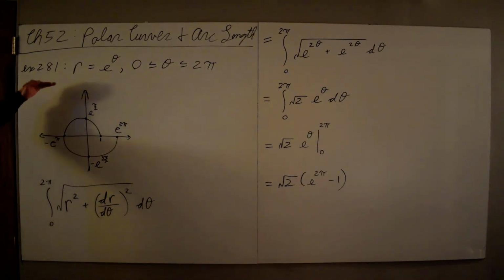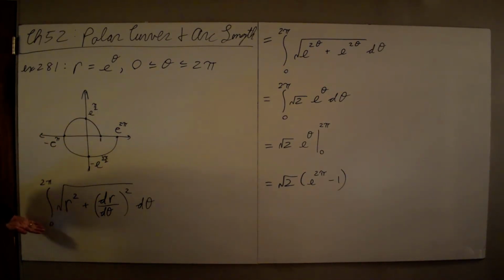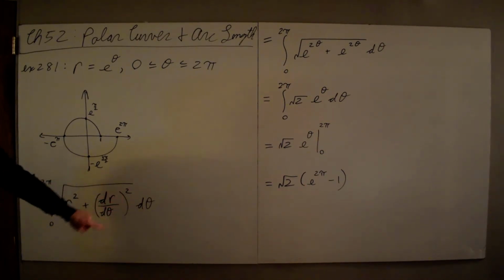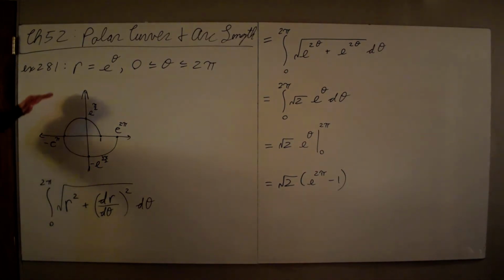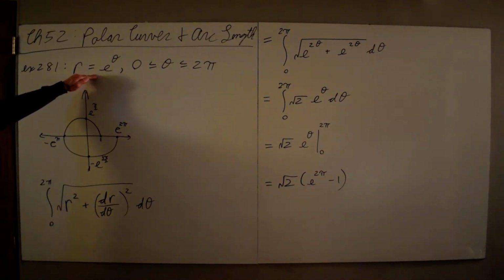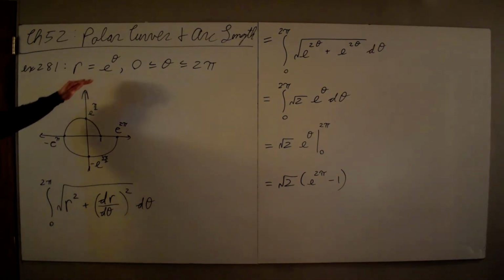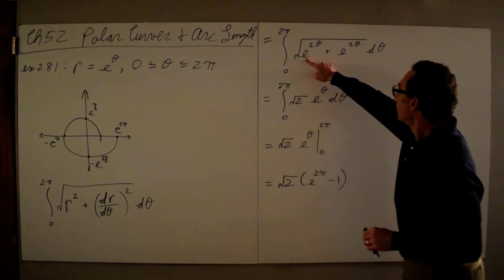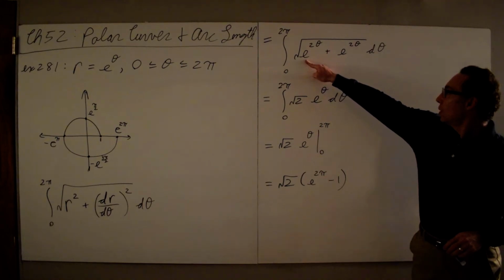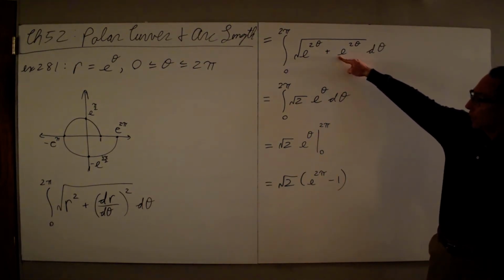And so we want to find the arc length, so we just integrate over our interval 0 to 2 pi of the square root of r squared plus dr d theta squared. So since r is e to the theta, well, dr d theta is also e to the theta. So when we integrate, we have r squared, so e to the theta squared, plus dr d theta squared, so e to the theta squared.